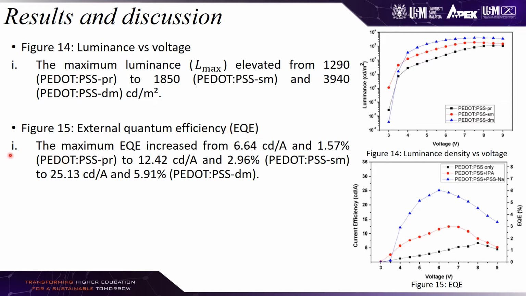For figure 15, external quantum efficiency, EQE. The maximum EQE increased from 6.64 candela per ampere and 1.57% for PEDOT:PSS-PR to 12.42 candela per ampere and 2.96% for PEDOT:PSS-SM, which is with a solvent modification, to 25.13 candela per ampere and 5.91% for PEDOT:PSS-DM, which is a dopant modification.